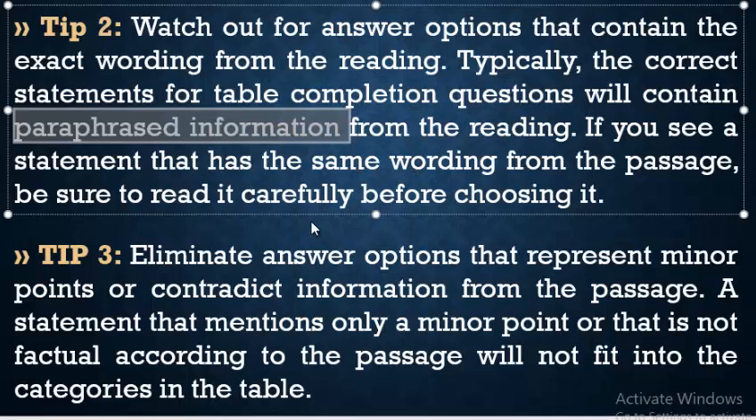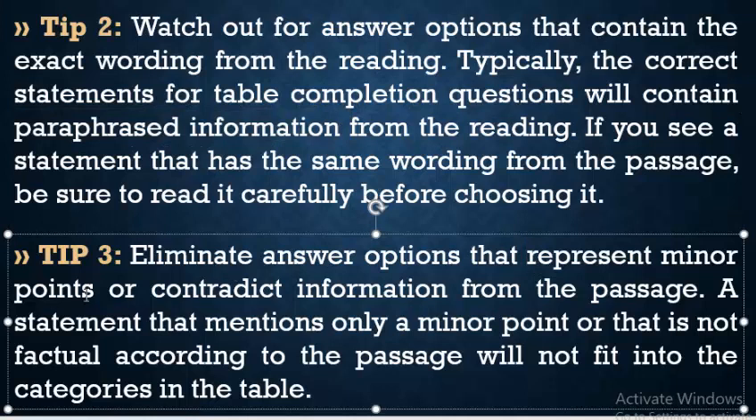Tip 3. Eliminate answer options that present minor points, or contradict information from the passage. A statement that mentions only a minor point or that is not factual according to the passage will not fit into the categories in the table. Remember, that is an incorrect answer option.